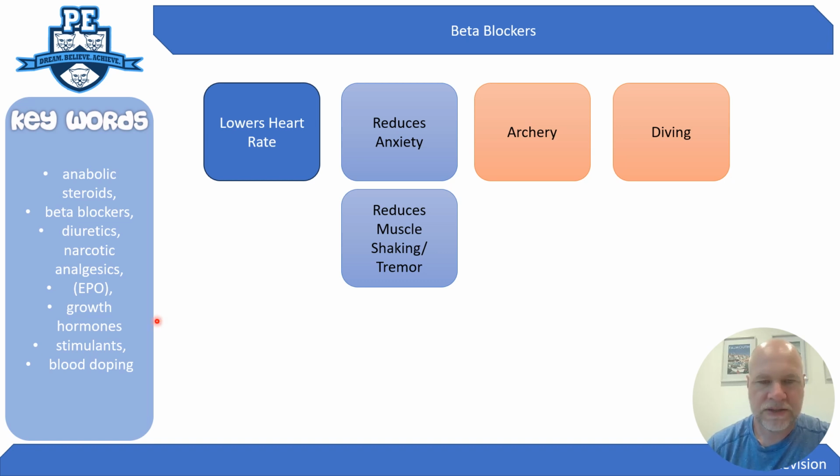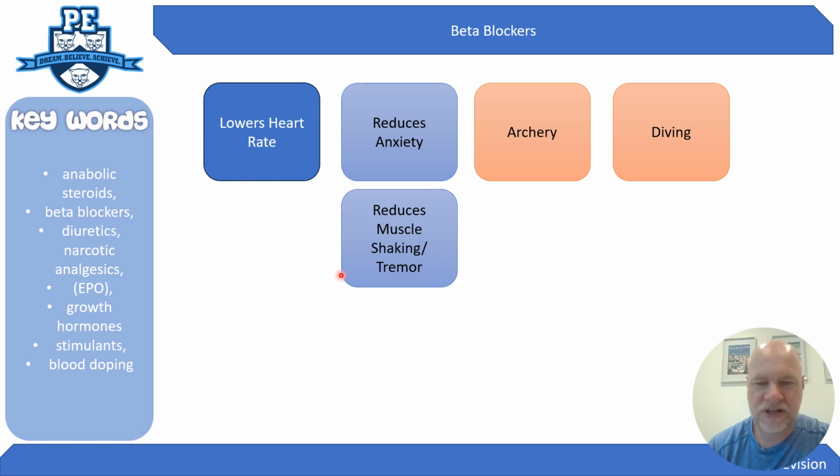Okay, we're moving on to beta blockers, and this is a performance enhancing drug that people tend to get mixed up with diuretics. Please avoid that at all costs. Beta blockers lower the heart rate. That's the drug that basically reduces your heart rate, makes it go slower. And then the knock-on effect of that is that it impacts your anxiety. So beta blockers will allow anxiety to decrease.